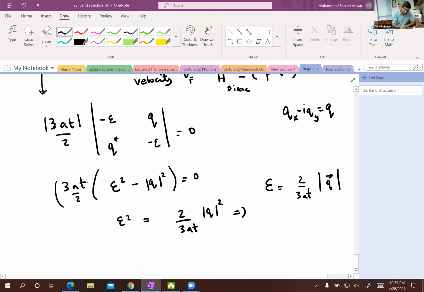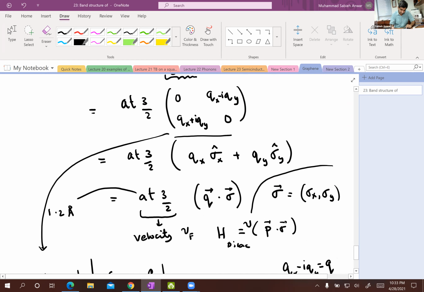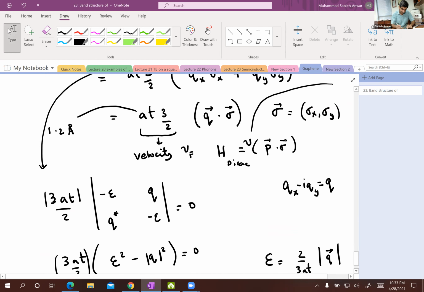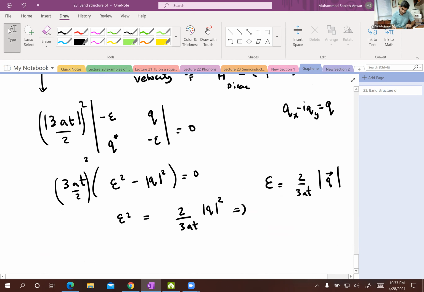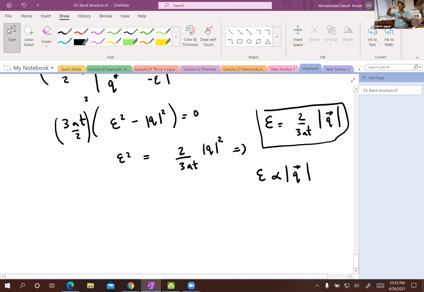By the way, sorry, I need to take care of this thing as well. All right, so my energy, you will observe here, is proportional to q. And q is the distance away from the K point. So the bands are linear with respect to q.